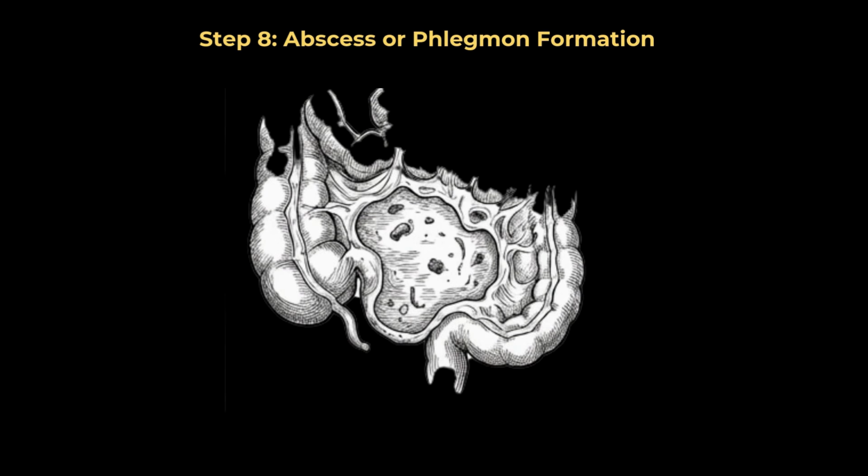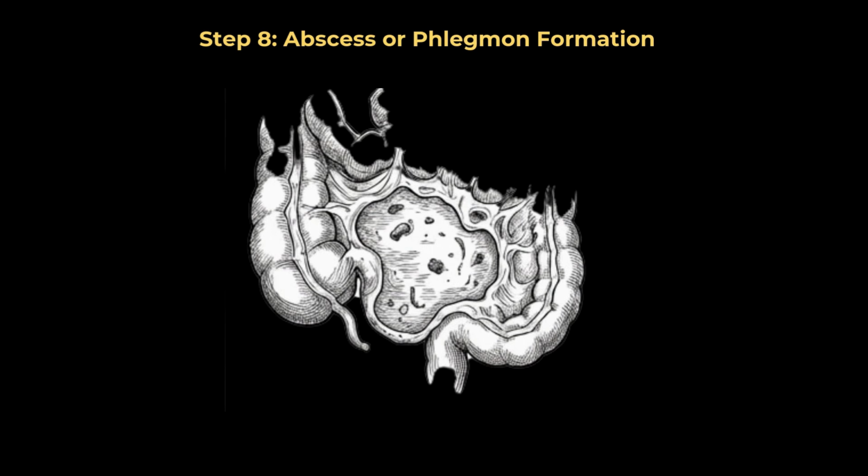It represents the body's last defense mechanism after perforation. The goal is to contain a life-threatening infection and prevent it from spreading through the entire abdomen. Once the appendix ruptures, infected material such as feces, bacteria, and pus spills into the normally sterile peritoneal cavity. The body immediately tries to isolate this contaminated area and quarantine it.